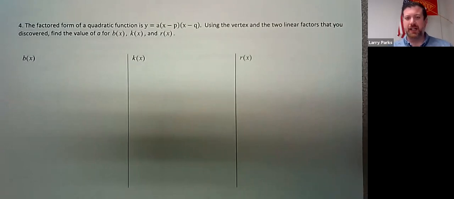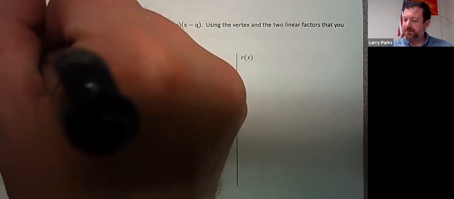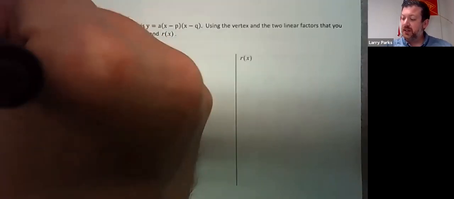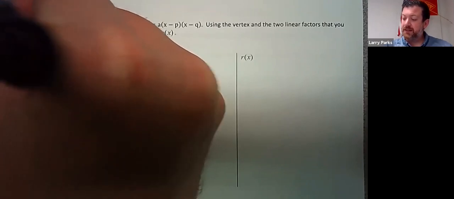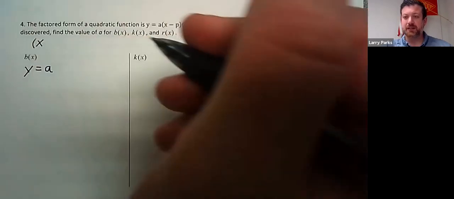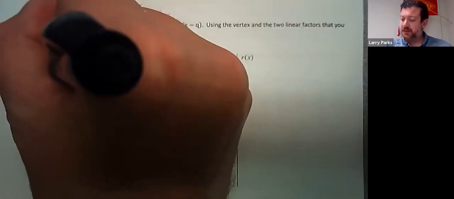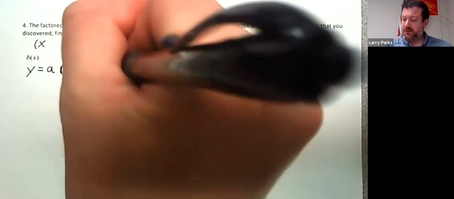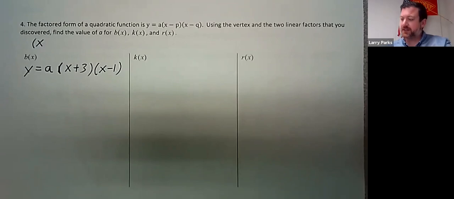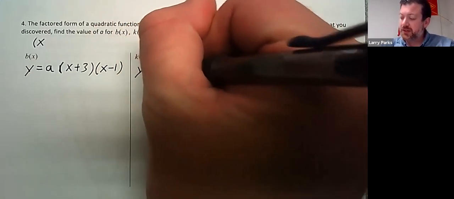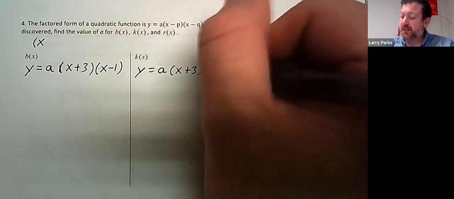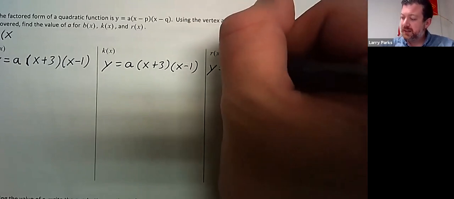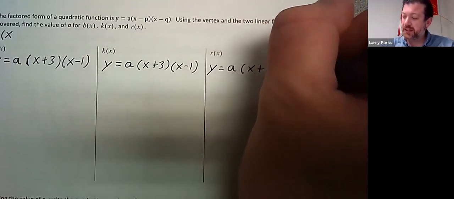Okay, so what I have for b, and I'll copy down what we had. We had x plus 3, and actually I'll write it like this. We'll say y is, and we don't know how much it's stretched or compressed, but it was x plus 3 and it was x minus 1. And then k was also, I mean, they're all the same thing. We don't know how much it was stretched or compressed, but it was x plus 3, x minus 1. And then r was the same thing. We need to know how much it was stretched or compressed, but we know the solutions were -3 and +1.